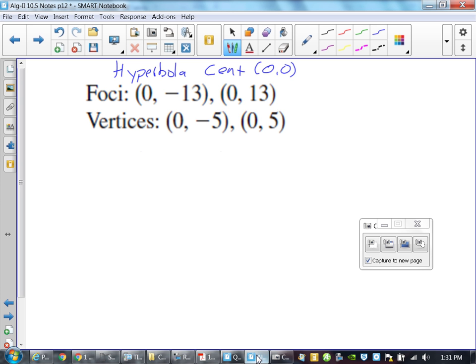Just like when we wrote the equations of ellipses given certain information, the first thing I asked you to do was write some sort of sketch of what it's going to look like. This is so important to be able to do because then you'll be able to tell if it's a left-right or an up-down hyperbola just by where the things are placed on the graph.